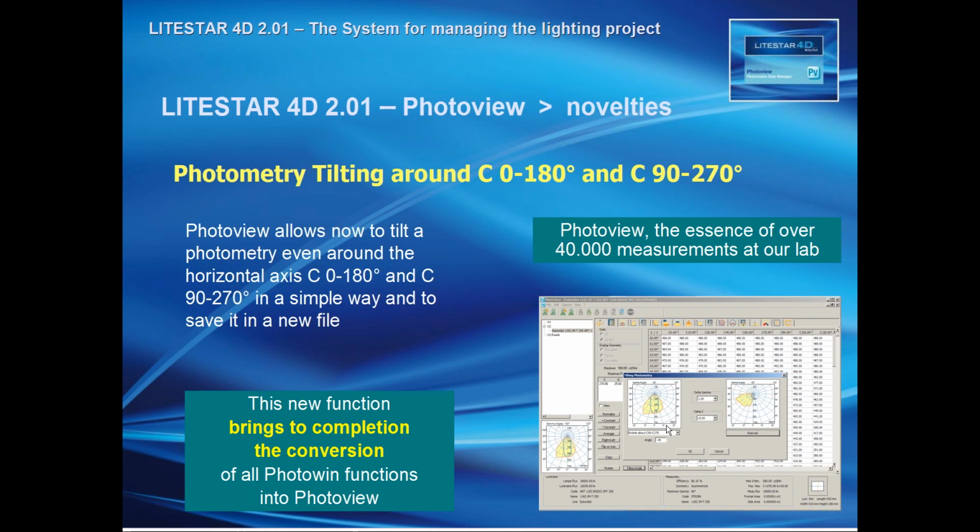Here we have the original photometry. Here we define the plane along which we want to tilt the photometry, the angle definition, the steps for the gamma angles and for the C half planes, and this is the final photometry coming out from the tilting.